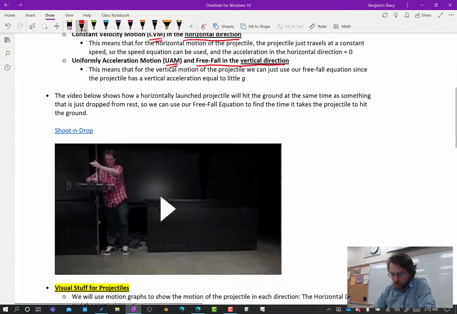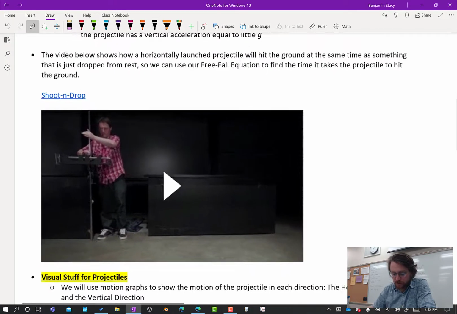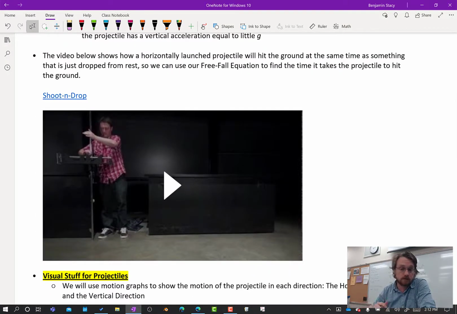This video you need to watch. Open it up in a separate tab. You can get to it from our content library, motion notes number 3. This is showing two billiard balls, one being shot horizontally by a piston that shoots out, and at the exact same time that first ball is shot out horizontally, another ball begins to fall just vertically from rest. And you'll notice in the video they hit the ground at the exact same time.